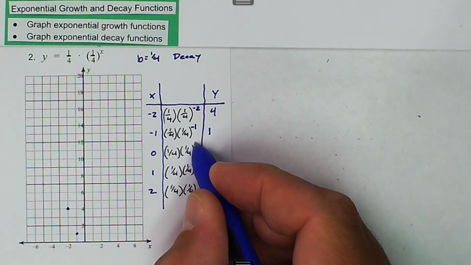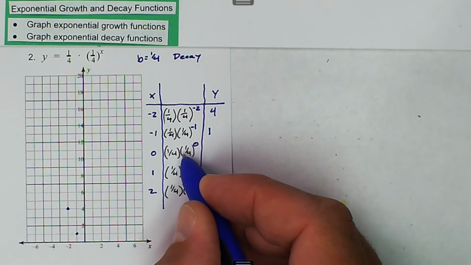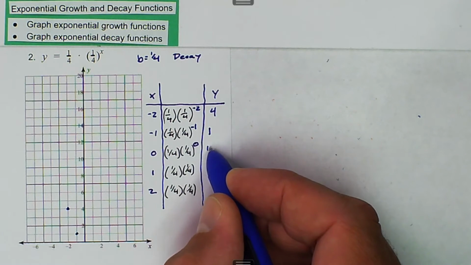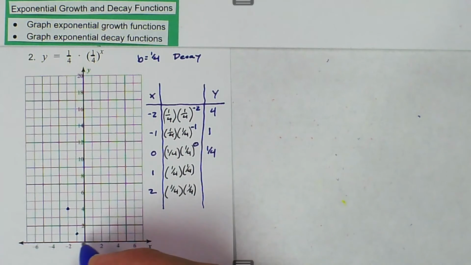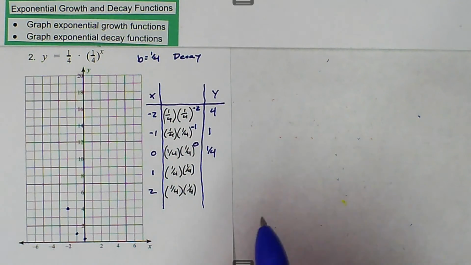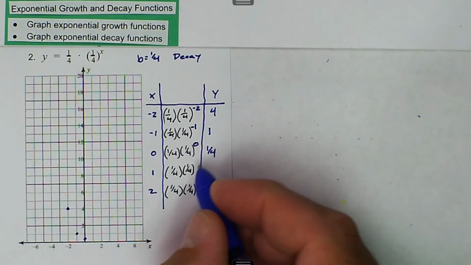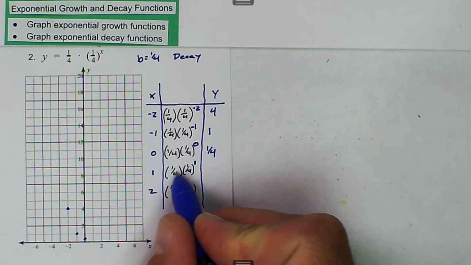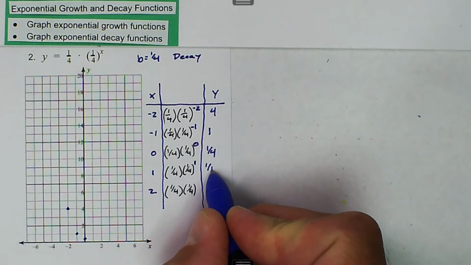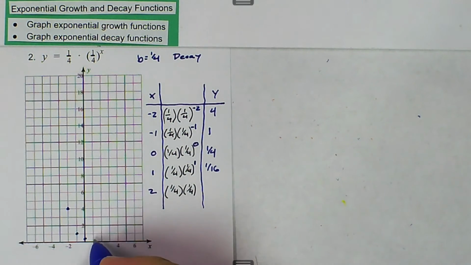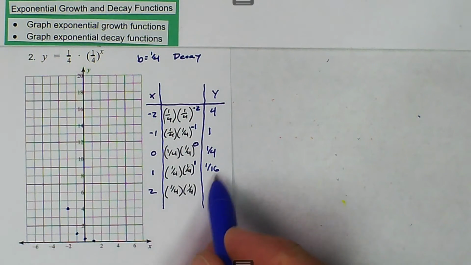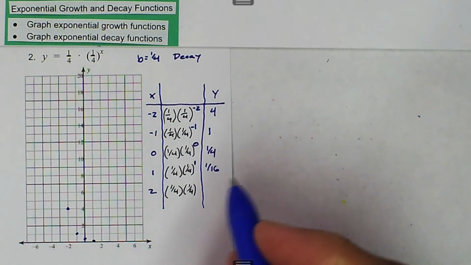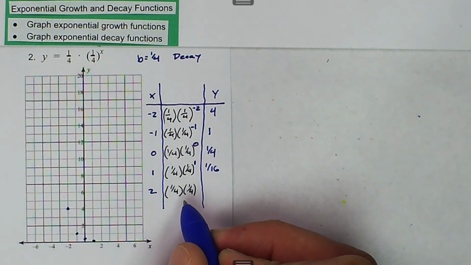Then we can substitute in 0. 1/4 to the 0 is 1. So at 0, we have 1. Then we have 1/4 to the first, so that's just 1/4, and then 1/4 times 1/4, that's 1/16. So we can see that we're getting very, very close to 0. We're still not crossing that, but it's getting extremely close to 0.